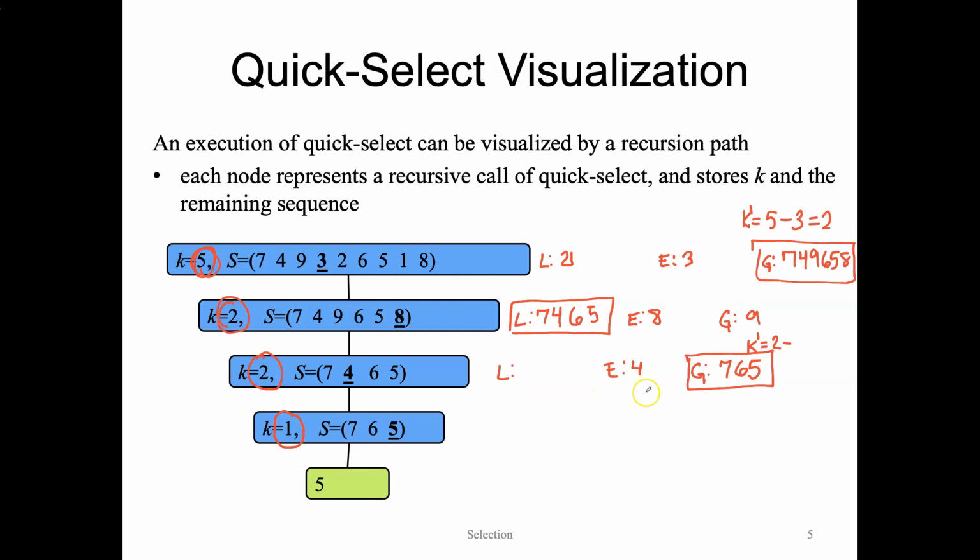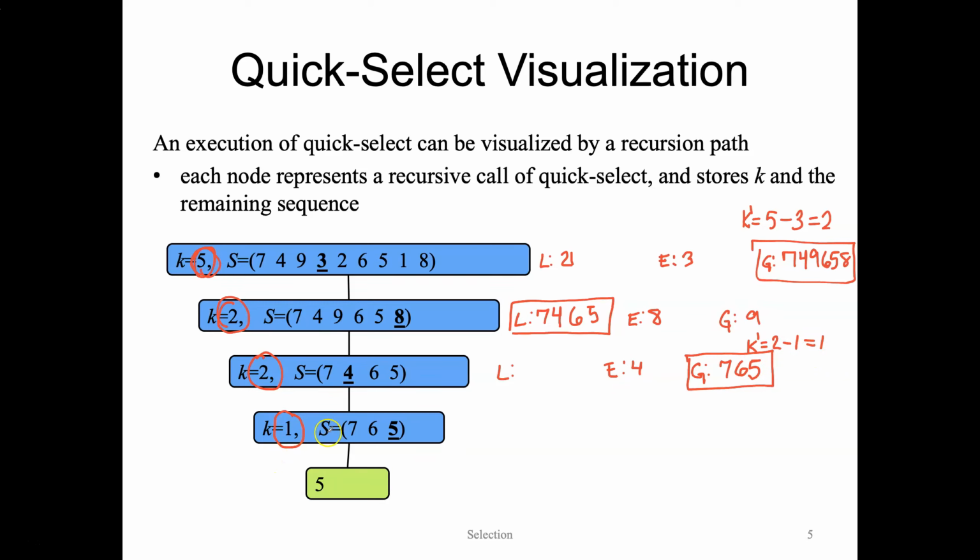Since we recurred on G, we got rid of however many items were in L and however many items were in E. And between the two of them, we have just one item. So we've got 2 minus 1, and this is how we get that new k value.